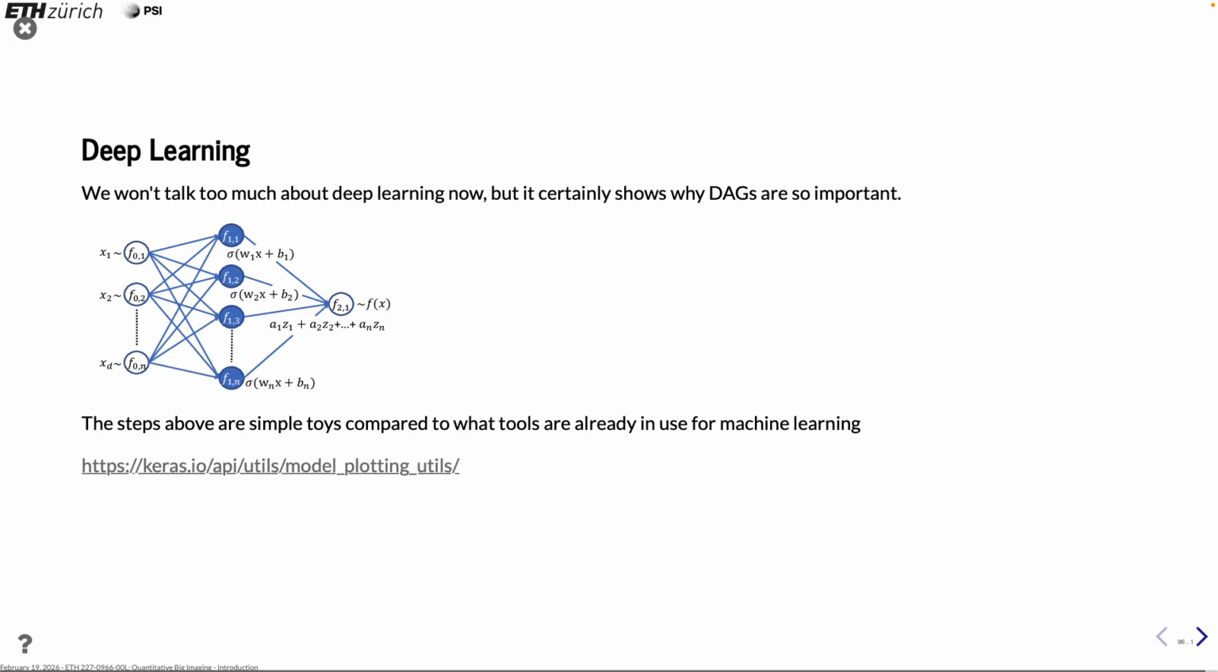And that also, of course, comes into deep learning, where you have these neural networks, with nodes and connections, and things are only computed when they are needed in the network, and in that way you can parallelize things.